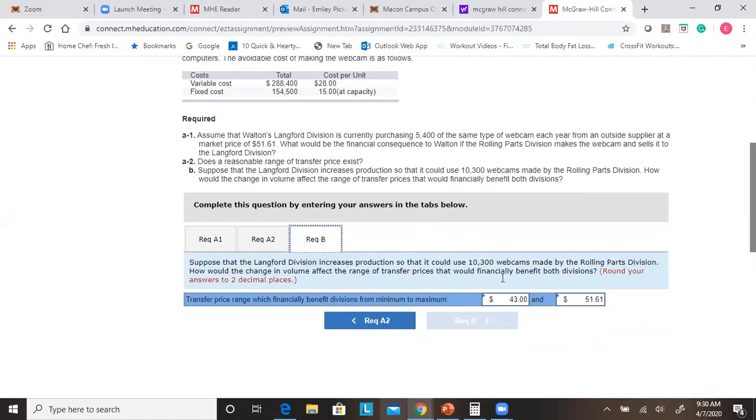And so you have the 43, which is the variable and the fixed cost together. That would be the minimum that you could charge the other division. Otherwise, that first division would be losing money. It wouldn't make sense. And then the maximum would be 51.61 because that's what they're already paying. They wouldn't pay any more regardless of where they get it. That doesn't make sense. So the negotiated price would be somewhere in between. Are there any questions on that?